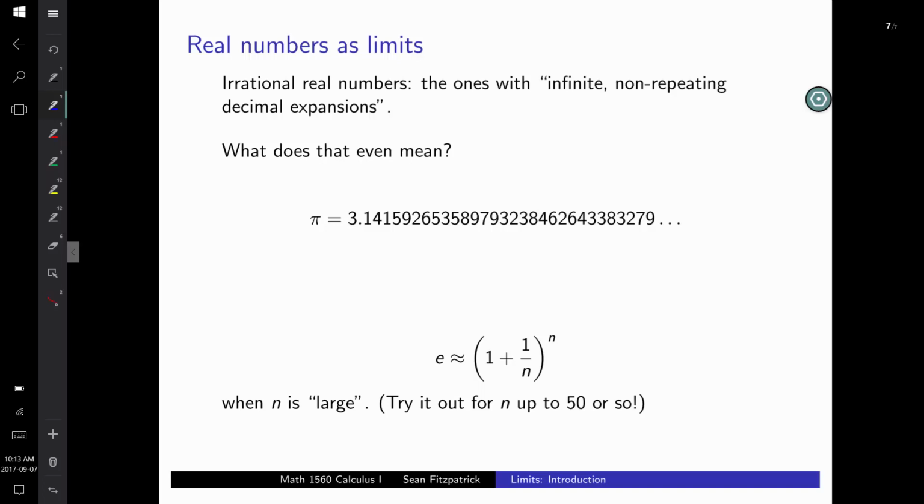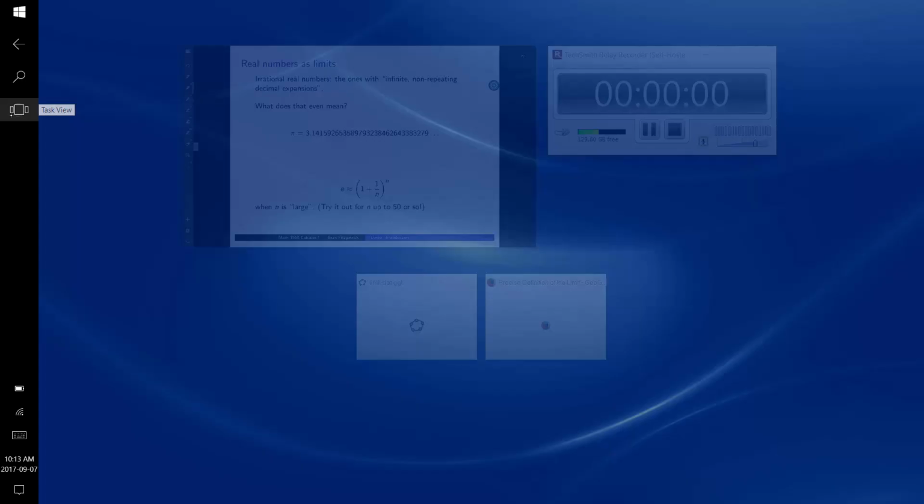All right, so that's it for the introduction. In the next video, we're going to look at how to manipulate limits. We're going to look at some of the algebraic properties that they satisfy.